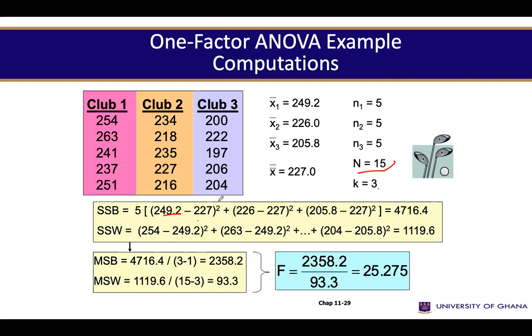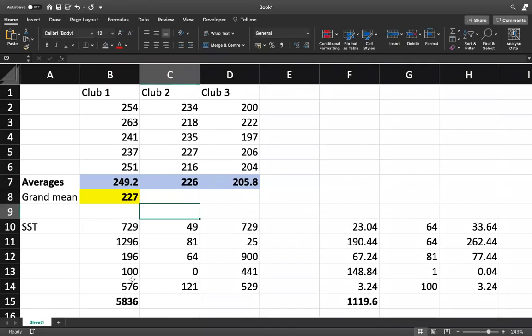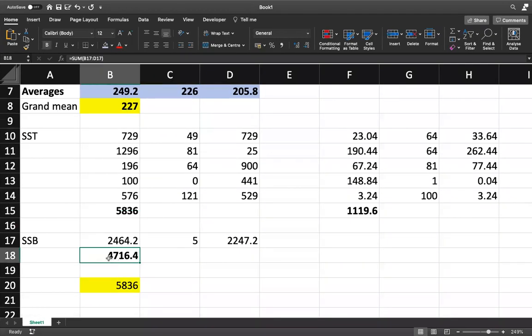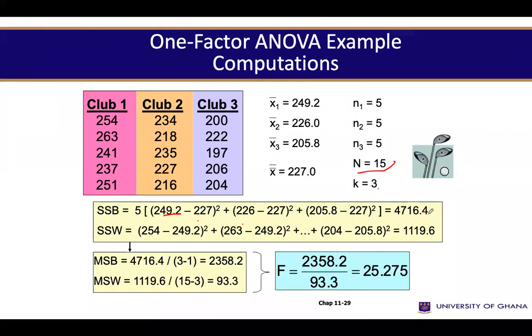Of course, most students forget the square. Please don't forget the square. 226 minus 227, 205 minus 227, all squared. That gives us our SSB: 4716.4. That gives us the SSB of 4716.4, which is this.